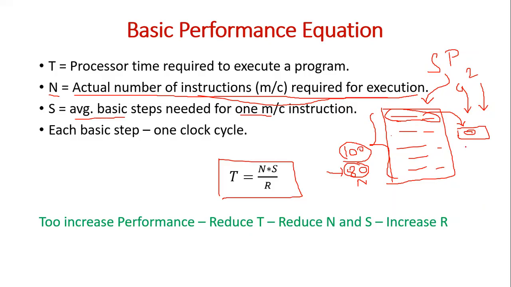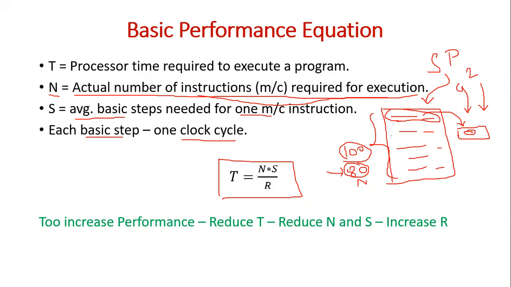Different instructions will have different numbers of basic steps. So S is the average basic steps needed for one machine instruction. That is, for all the instructions, you calculate what the basic steps are and take the average. And each basic step will take only one clock cycle to execute. So you should be very clear: the basic step only will take one clock cycle, but each instruction may take more than one clock cycle.